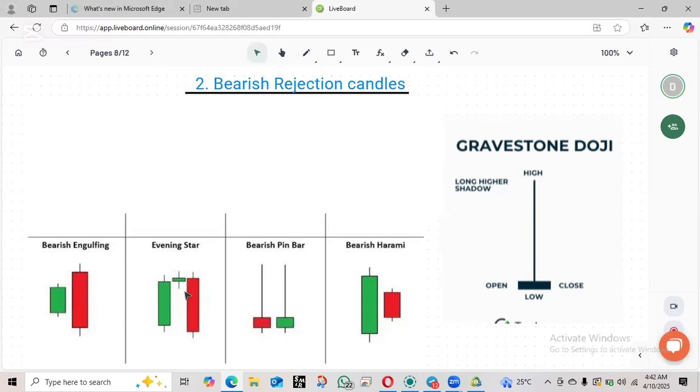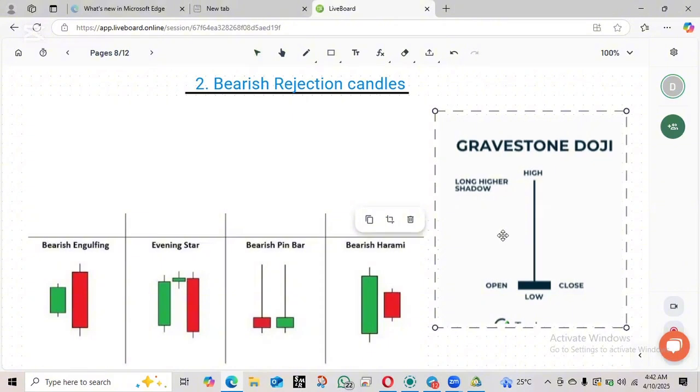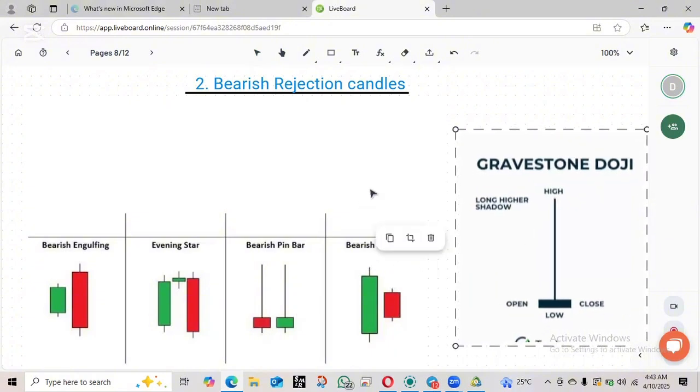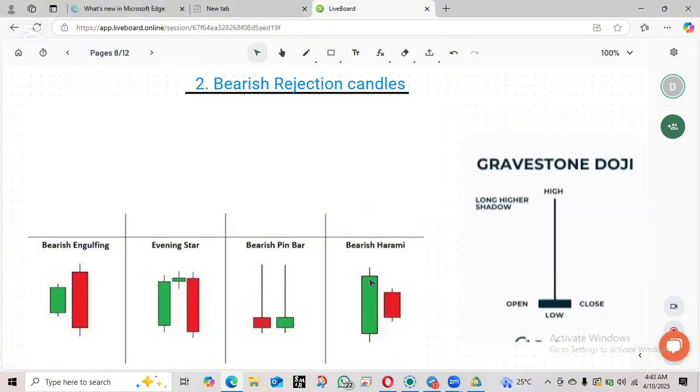So we have the evening star, just opposite of the morning star. Okay, so we have the bearish pin bar, which is an opposite of the bullish pin bar, and like I said earlier, the bearish pin bar has in it both the hammer and this doji. You can see this gravestone doji, it is included here. I just covered this one. They call it bearish harami, but it doesn't make much sense to me. I don't use it, so that's why I covered it.